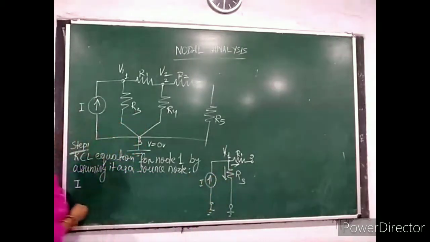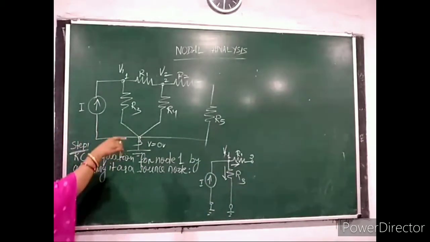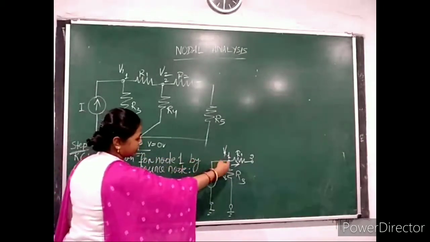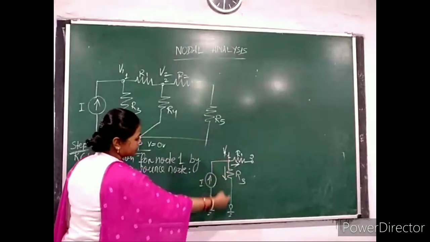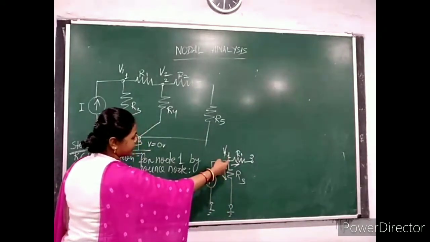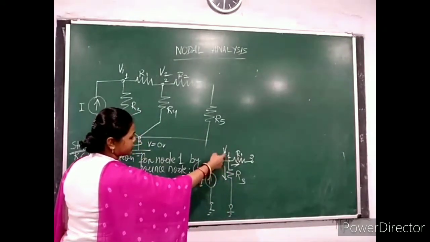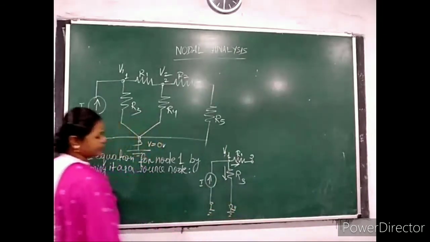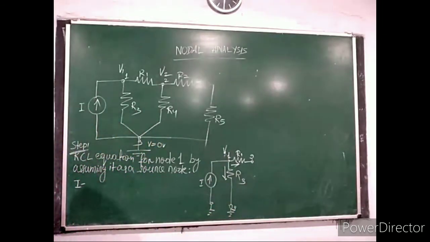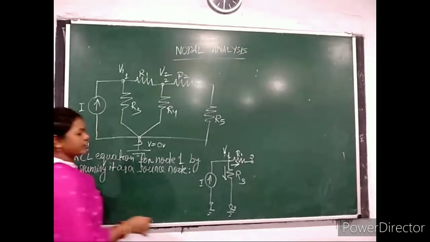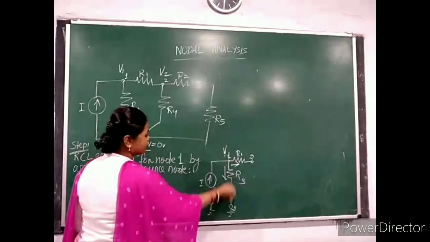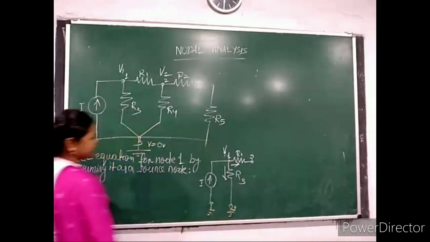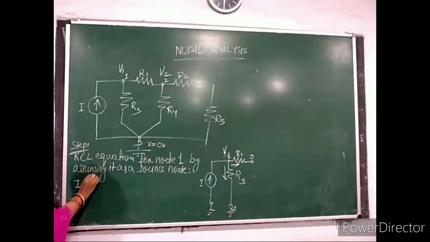Through R3, the current is, across this branch, the voltage at this point is V1. Here it is the reference point, third node. Here the potential is 0. So across R3, the total voltage is V1. So the current flowing is V1 by R3.